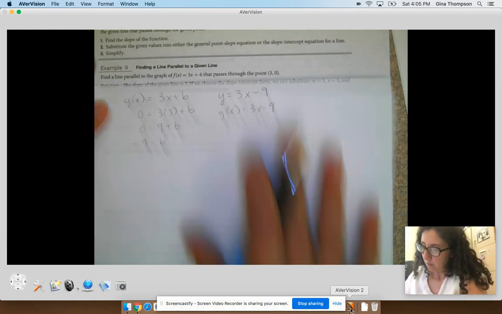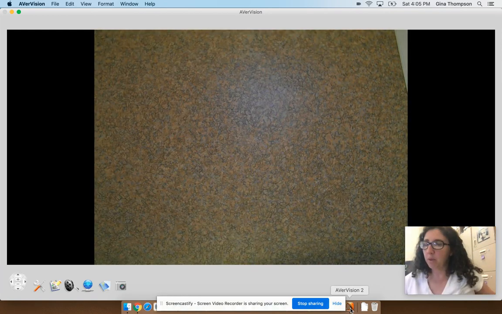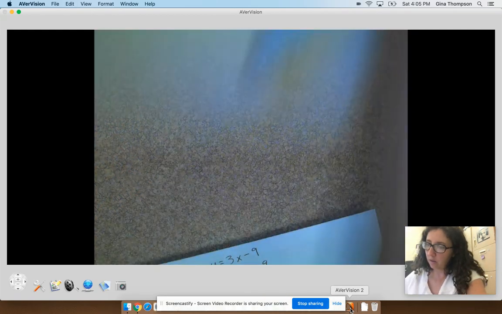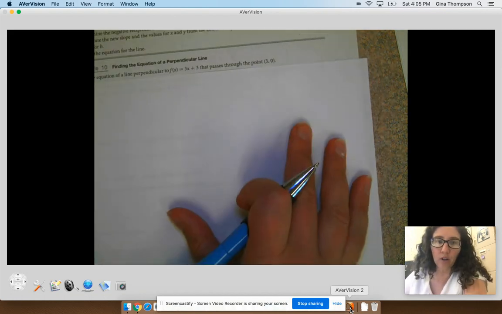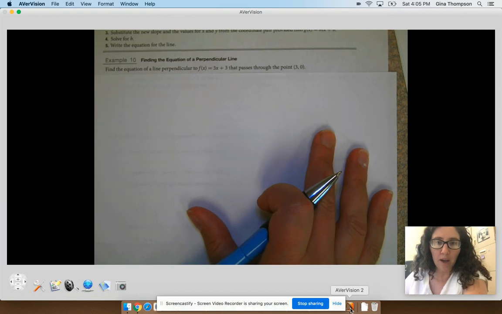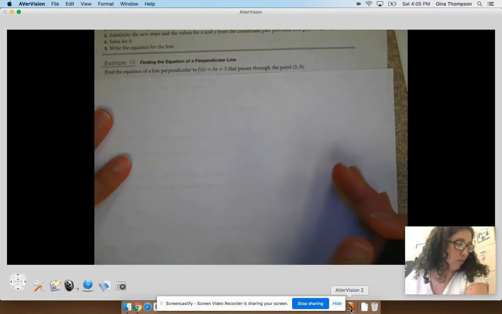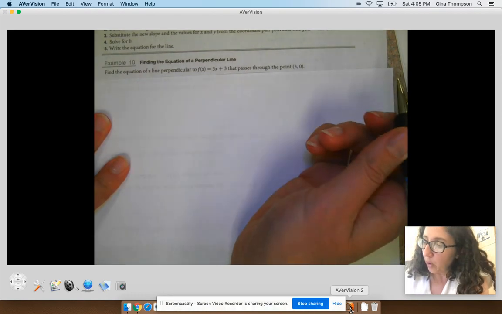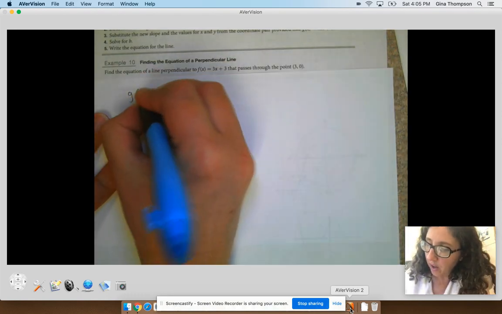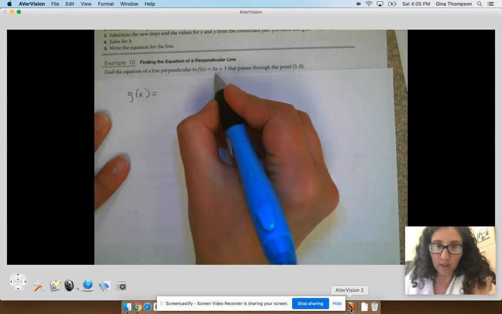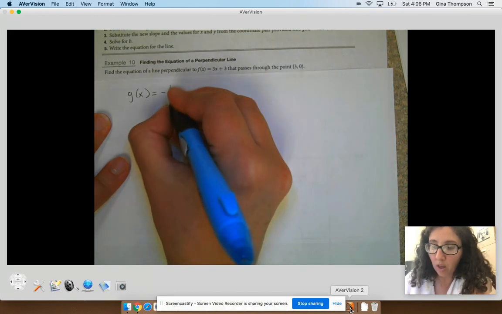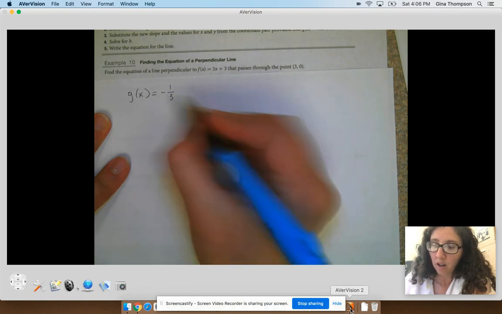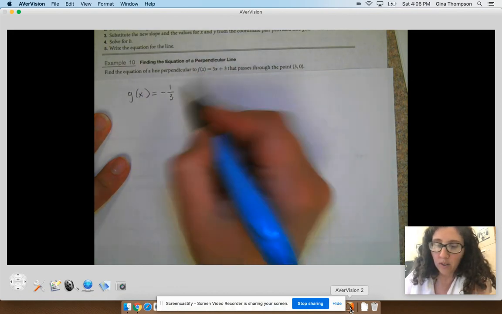Okay? Parallel's pretty straightforward. What about perpendicular? Let's find another example here. Find the equation of a line perpendicular to 3x plus 3 that passes through that same point, 3, 0. Okay, well, let's call this function again g of x. And what is its slope going to be? Well, this slope, they tell us, is 3. So our slope of our perpendicular line is going to be negative 1/3, right? We change the sign and flip the slope. So this is 3/1. This becomes negative 1/3.